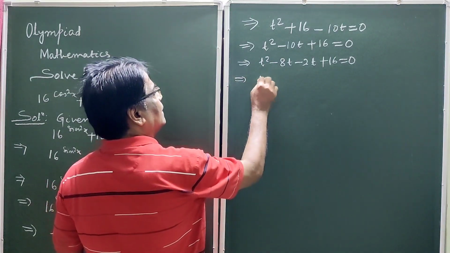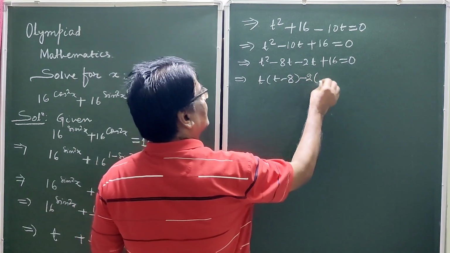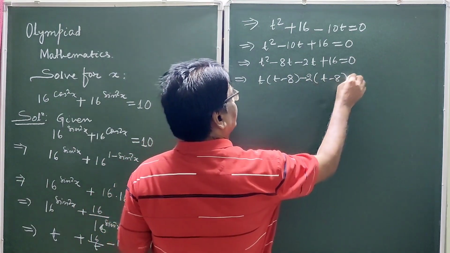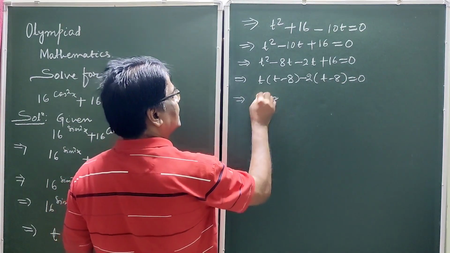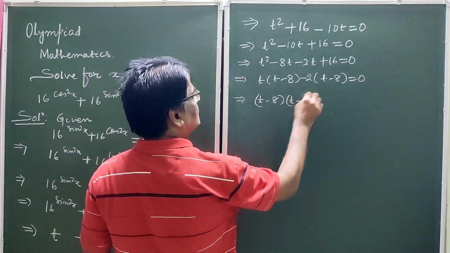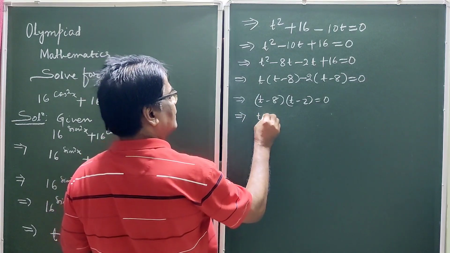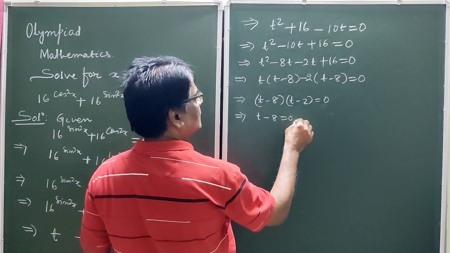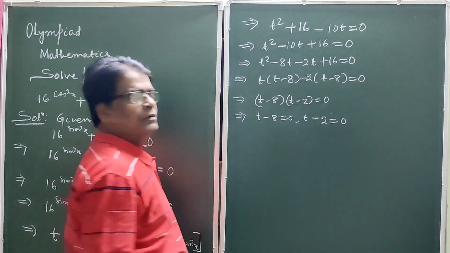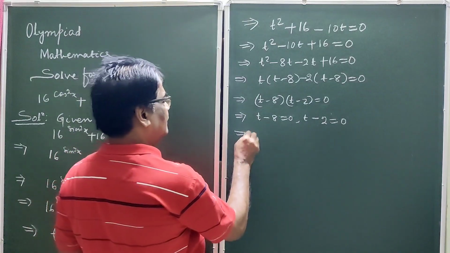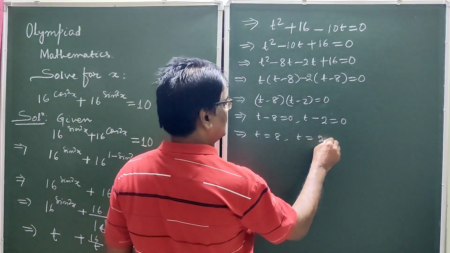Now we can take t common. So this is t minus 8, here minus 2 common, t minus 8 is equal to 0. So this implies t minus 8, t minus 2 is equal to 0. So this implies t minus 8 is equal to 0, t minus 2 is equal to 0. Then this implies t is equal to 8, here t is equal to 2.